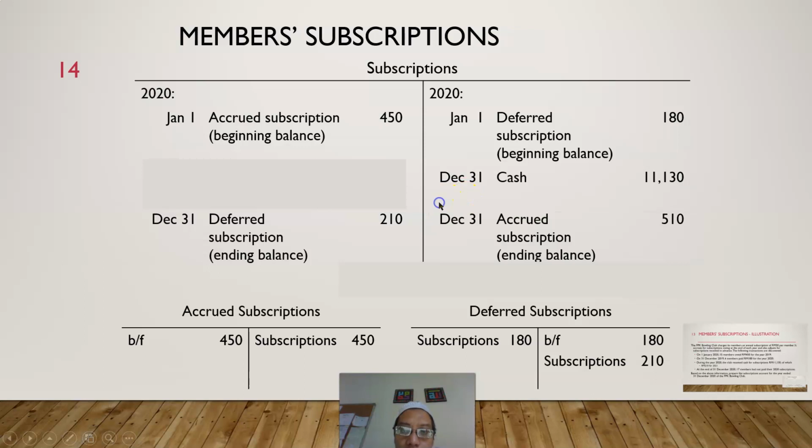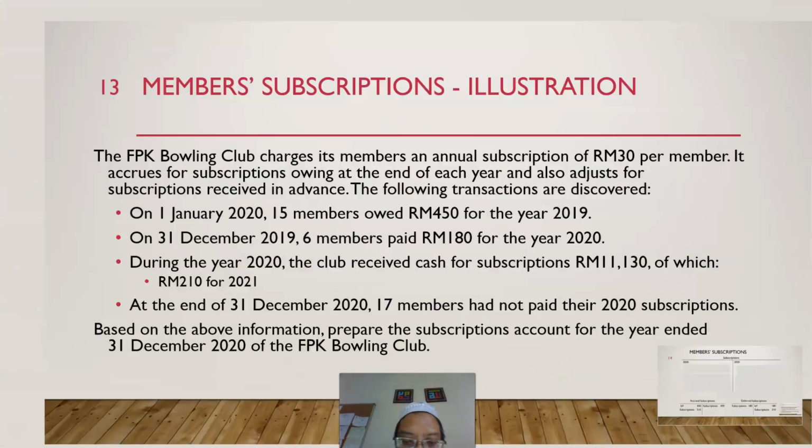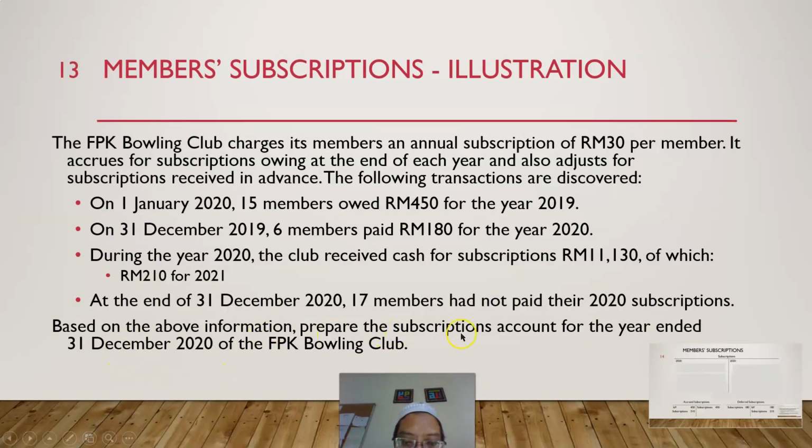Therefore, we credit our subscription account by 510, and because that is a subscription that we have not yet received, that is actually an asset, because we are expecting to receive cash in the future. Therefore, we credit our subscription account, and we debit our accrued subscription account by 510. Once we have done all the transactions here, based on the above information, prepare the subscription account.